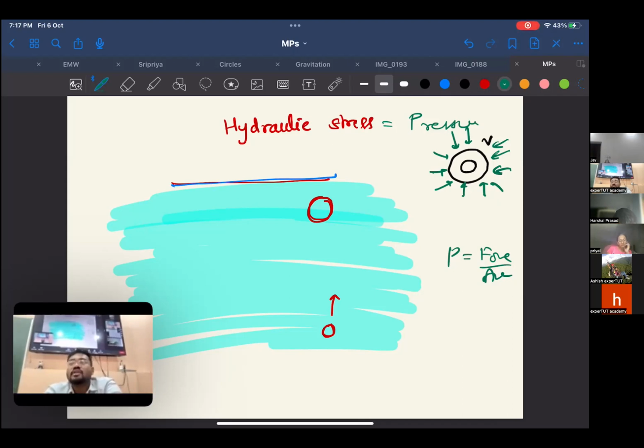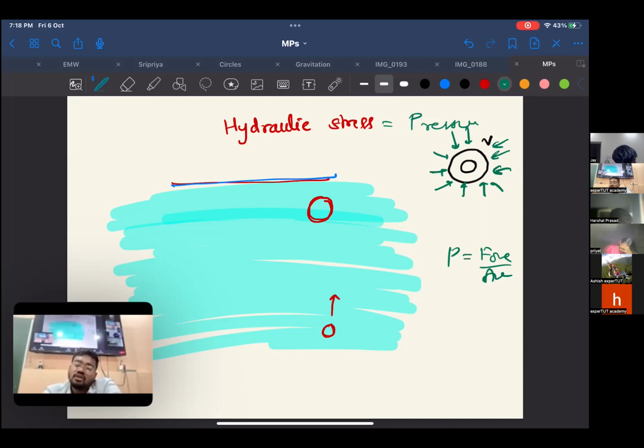ठीक है, लिखो strain क्या है, नीचे लिखो. Till now we have seen cause of the deformation. Stress is the cause of deformation. Then what is the strain? Strain is the effect of deformation. There is a cause and effect relationship between stress and strain.